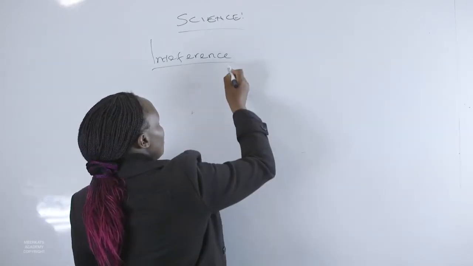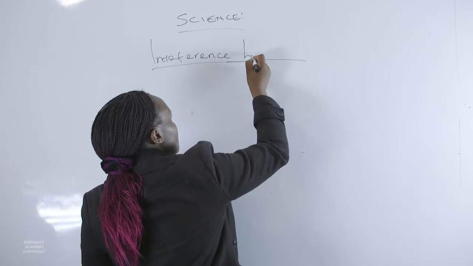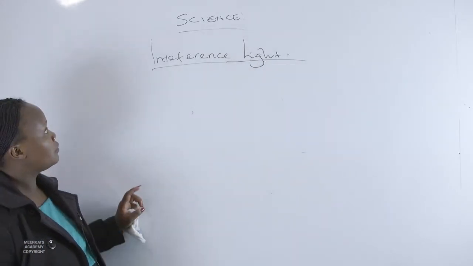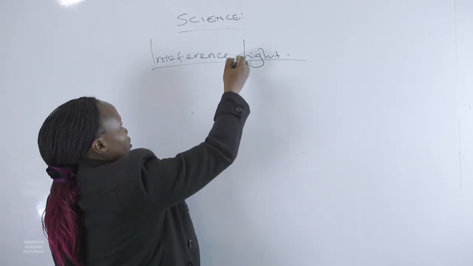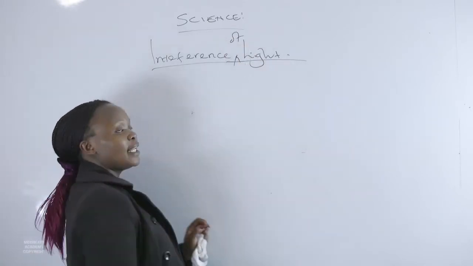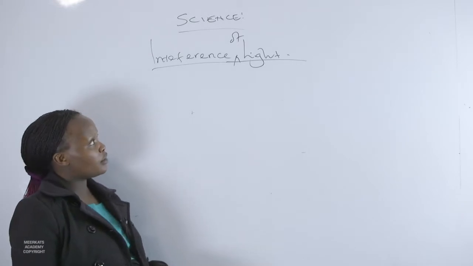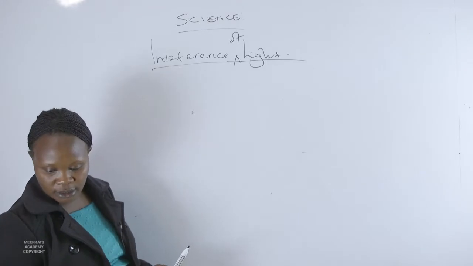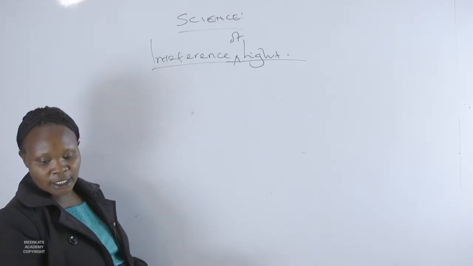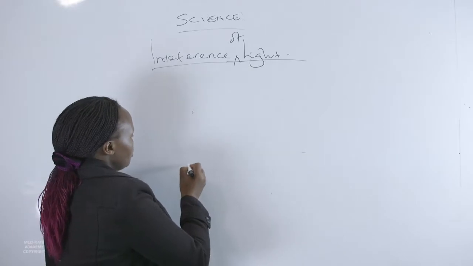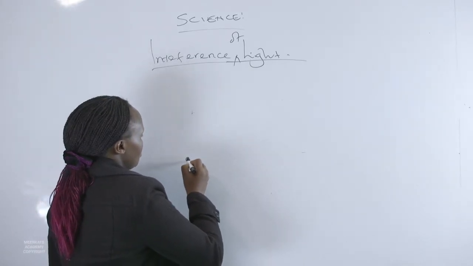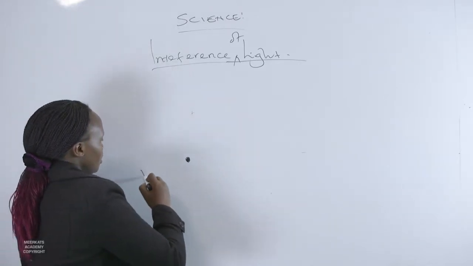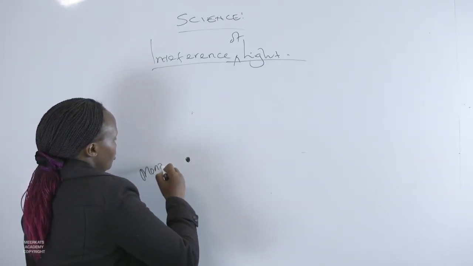We could also consider interference of light waves, and see what we can say about the same. And here we are going to use a source of light we are going to call monochromatic.